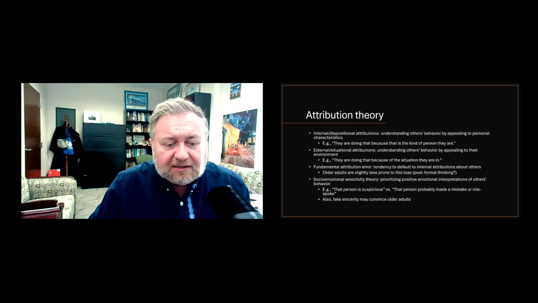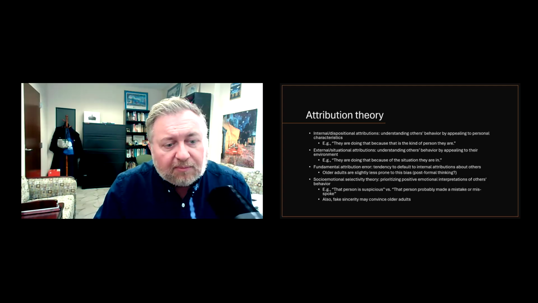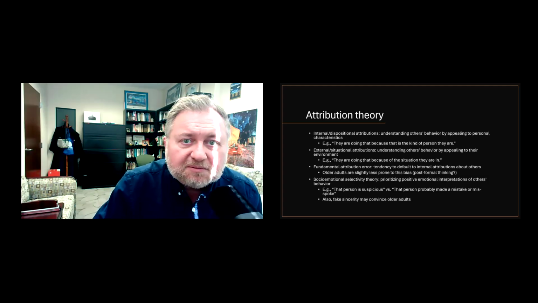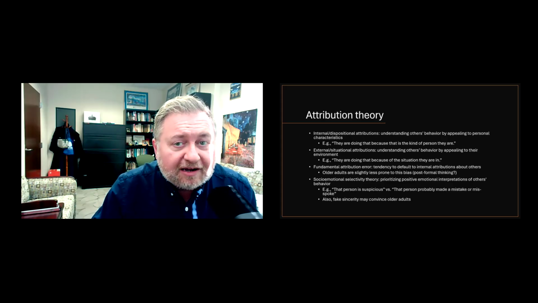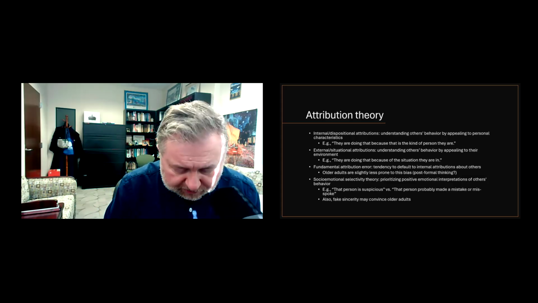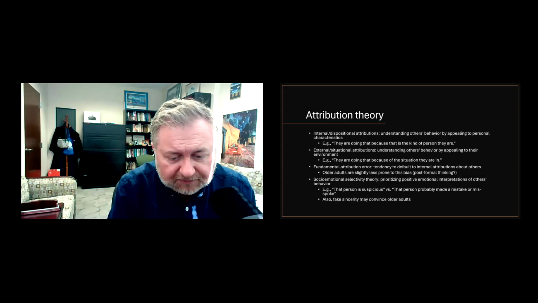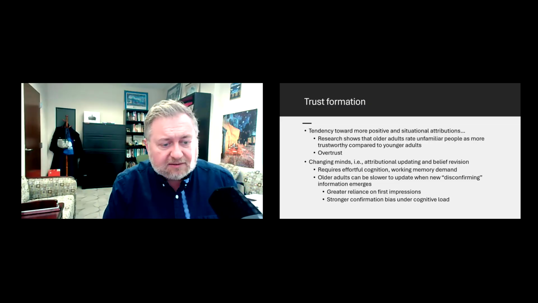So that means that in some ways older adults are more forgiving, and that could be a good thing. But at the same time, it might also mean that when the person's intentions are not actually good, it might make them a little more prone towards being victimized, right? Fake sincerity is more likely to be convincing in that situation.